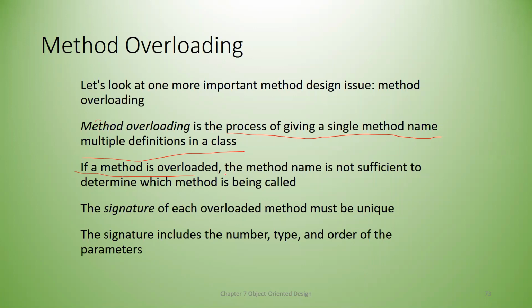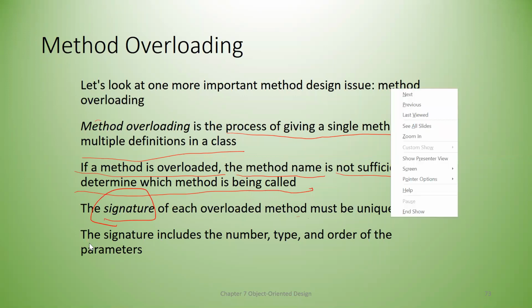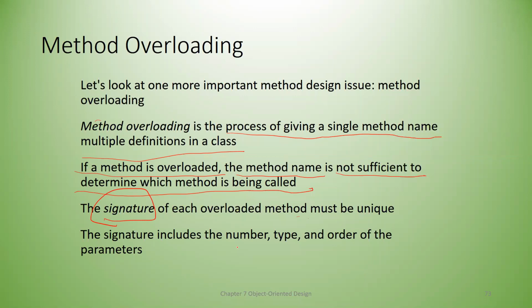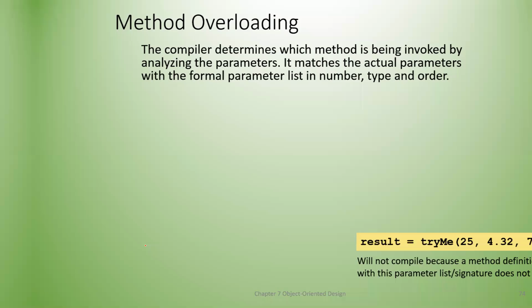If a method is overloaded, the method name is not sufficient to determine which method is being called. The signature of each overloaded method must be unique. What is the signature? The signature includes the number, type, and order of the parameters. Okay, let's look at an example.